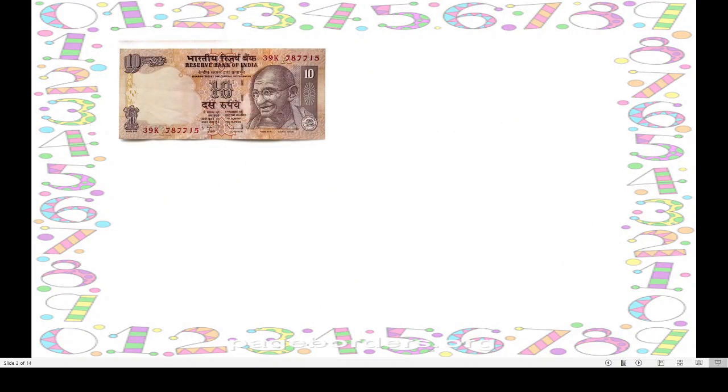Dear children, this is a 10 rupees note. You know that, right? Now I need 1 rupee coins for 10 rupees. How many 1 rupee coins will I get?